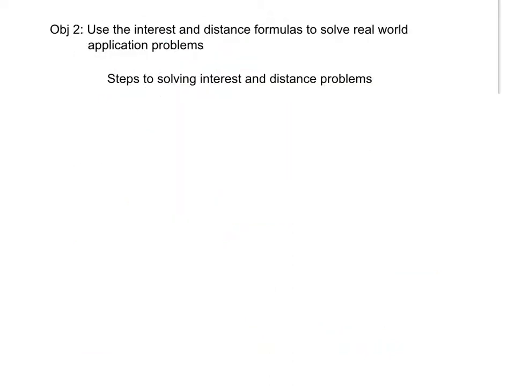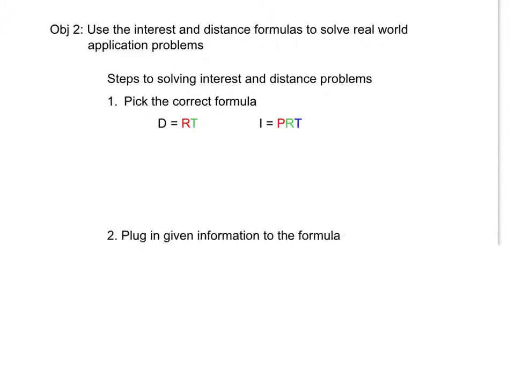Okay, our next objective, objective 2, was to use the interest and distance formulas to solve real-world application problems. Okay, and again, we're going to have some steps to solve these. These are going to go for all of your real-world application problems. Step 1 is to pick the correct formula. Okay, there are 2 of them. There's an interest formula and a distance formula. Okay, I'm going to start with the distance formula because it's easier to explain, but we'll give them both to you at the same time here.